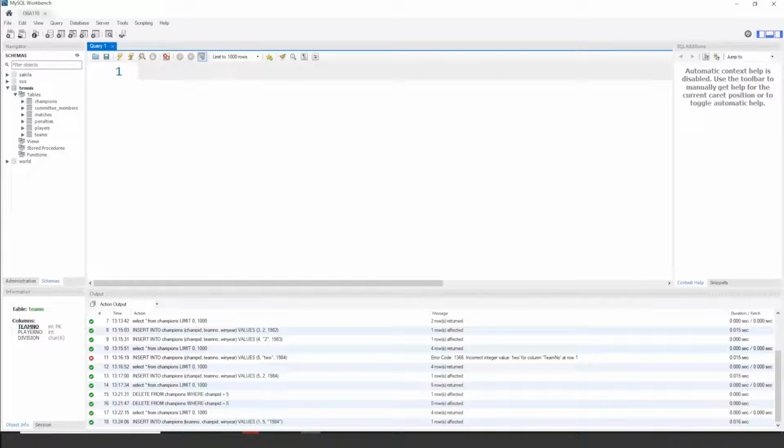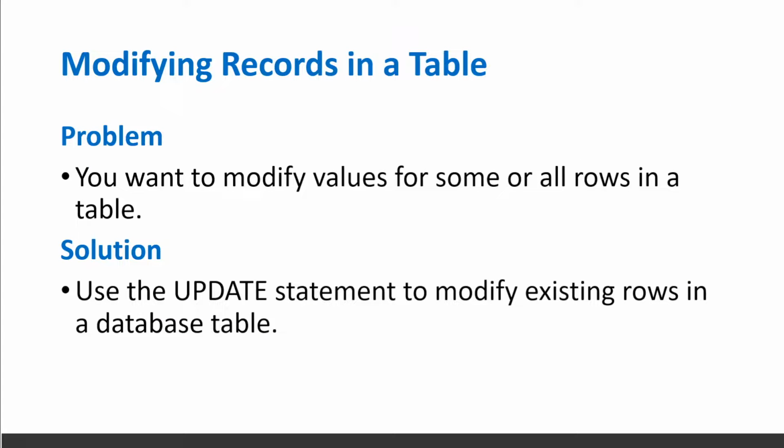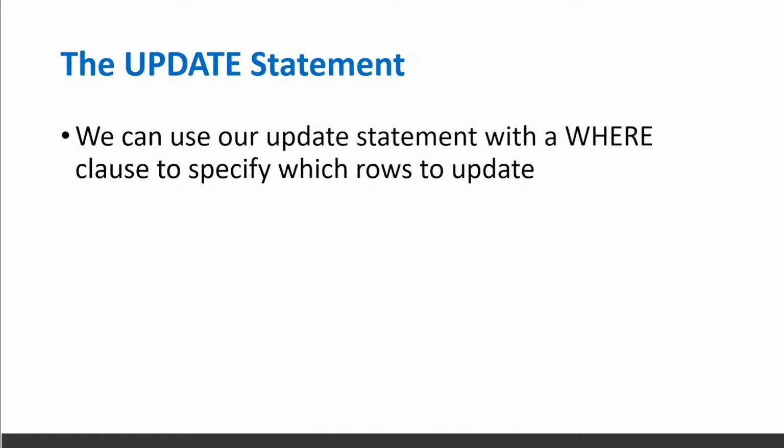Oh, no, wait, did I put team number 1 in there? Team number 1 didn't win. It was team number 2 that won. So, oh man, what do I want to do now? I want to modify the values for some of my existing rows in my table. Well, I can use my update statement.